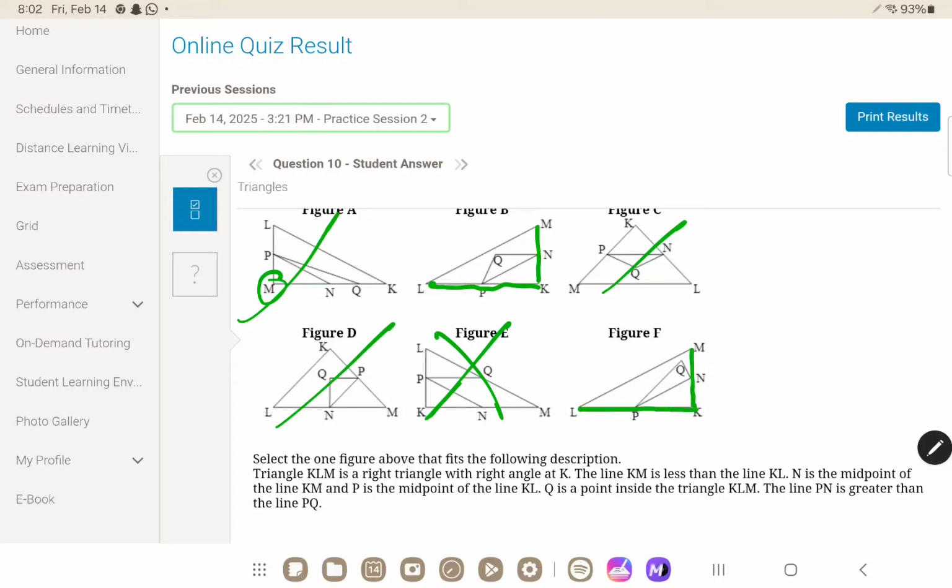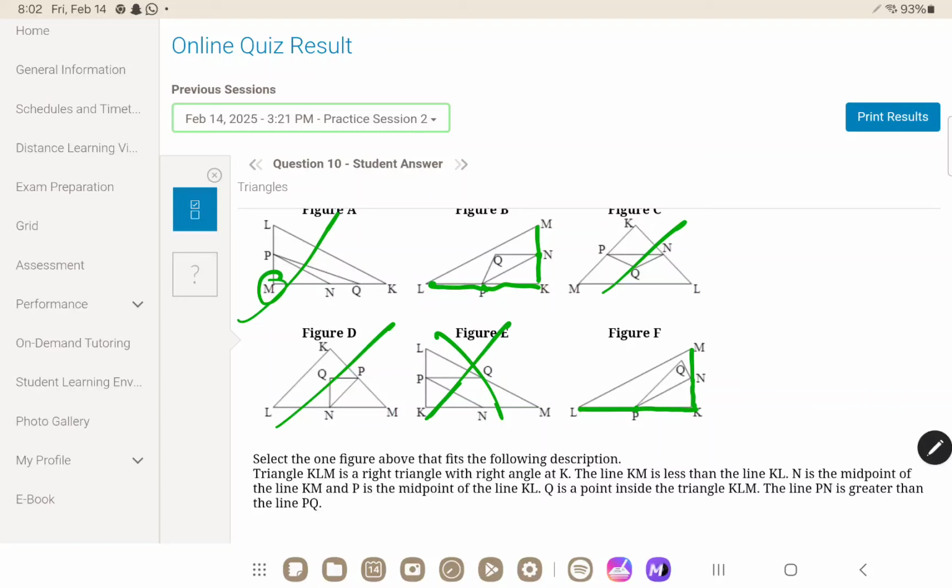Let's read. N is the midpoint of the line KM. So N is the midpoint of the line KM. This is true in both. And P is the midpoint of line KL. This is also true in both triangles. Q is a point inside the triangle. Both of them have a point Q inside them.